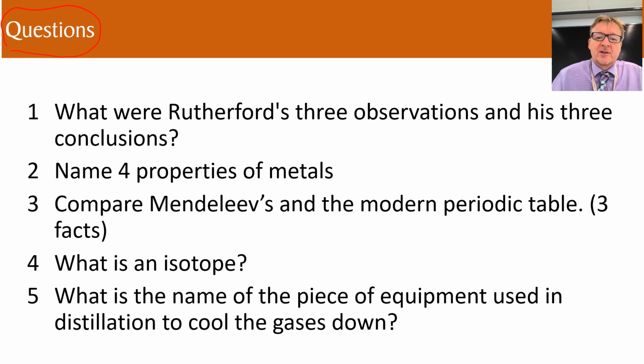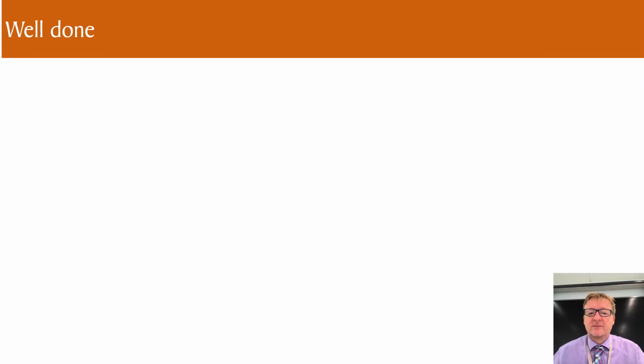Number 1 is, what were Rutherford's 3 observations and his 3 conclusions? Number 2, name 4 properties of metals. Number 3, compare Mendeleev's and the modern periodic table, and I want you to just tell me 3 facts, even though I did tell you more than that. What's the definition of an isotope? And what is the name of the piece of equipment used in simple distillation to cool down gases? So you write those out and then answer those questions in your exercise book.